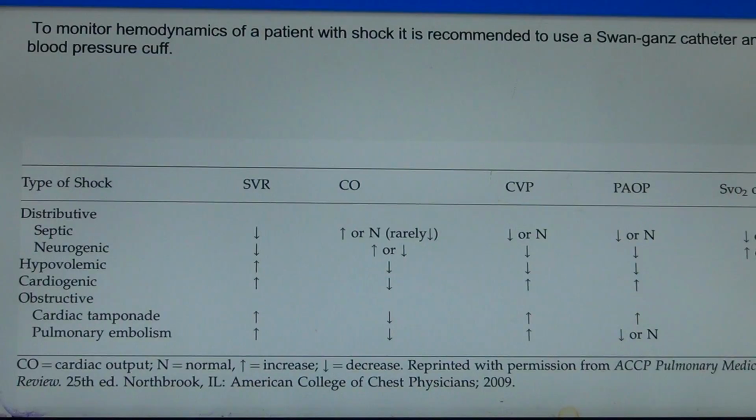The obstructive shock category is broken down to cardiac tamponade and pulmonary embolisms. The cardiac tamponade and pulmonary embolism both have an increased systemic vascular resistance. They both have a decreased cardiac output. They both have an increased central venous pressure, and they both have a decreased mixed oxygen saturation. Where they differ is the cardiac tamponade has an increased pulmonary artery wedge pressure, and the pulmonary embolism has a decreased or normal pulmonary artery wedge pressure.